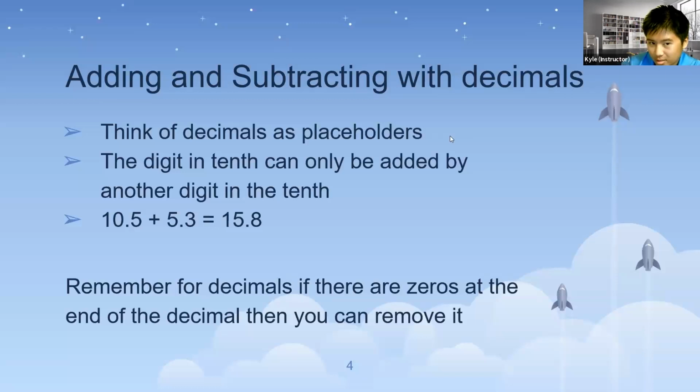And actually, for adding and subtracting, it's very simple. First of all, what you have to do is basically think about the decimal points as specific placeholders where you can add and subtract. So for example, a digit on the 10th can only be added by another digit on the 10th. So say I have 10.5 added by 10.3. Yes, Ian, something like that, yeah.